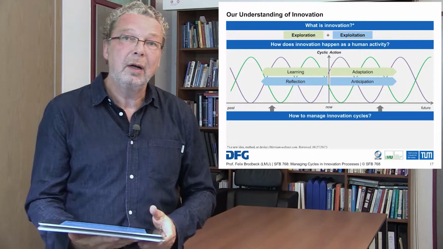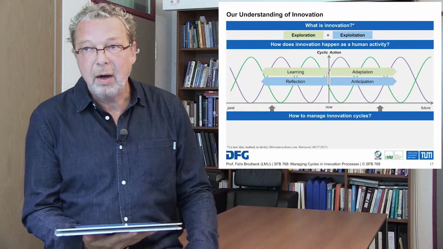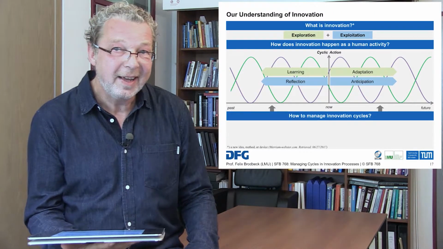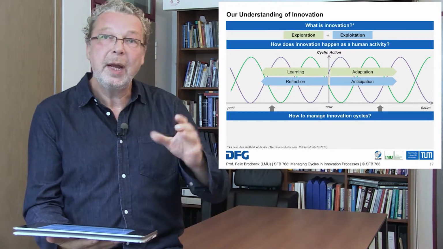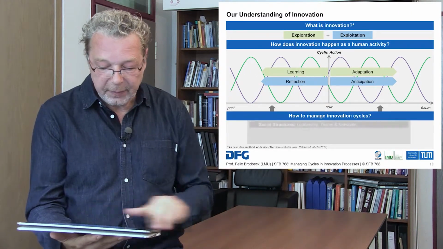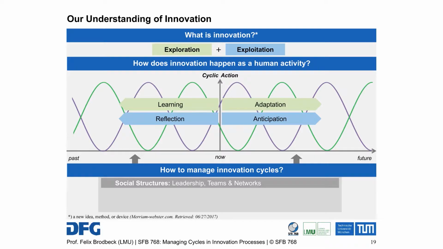So we ask the question, how are innovation cycles managed by humans? How do they do it? And we look at particular facets of this process. The one is the social structure, which can be characterized by looking at leadership or leader-follower relationships, by looking at teamwork and also multi-team systems and networked teams in organizations.